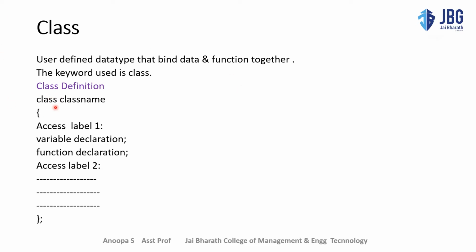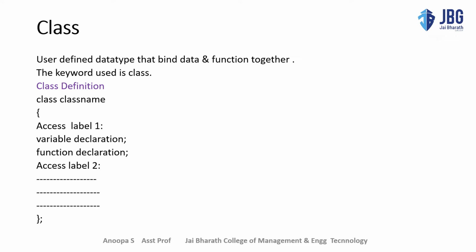So the definition is like this: class, class name, within curly brackets, access label 1, colon, variable declaration and function declaration, access label 2, colon, again variable and function declaration, etc. And we have to terminate with a semicolon. So there can be one or more access labels within a class.